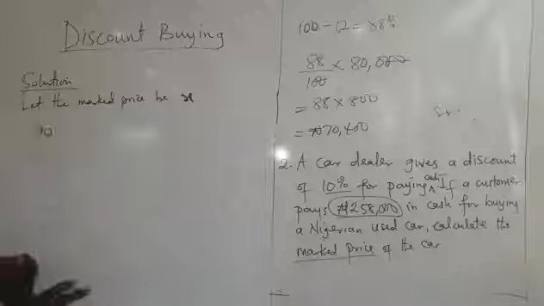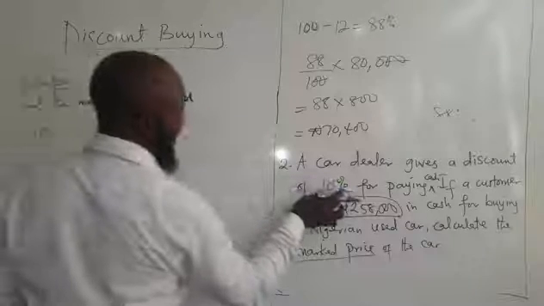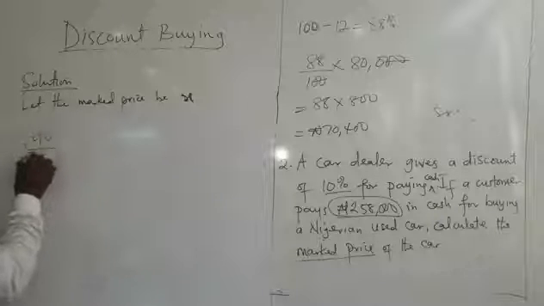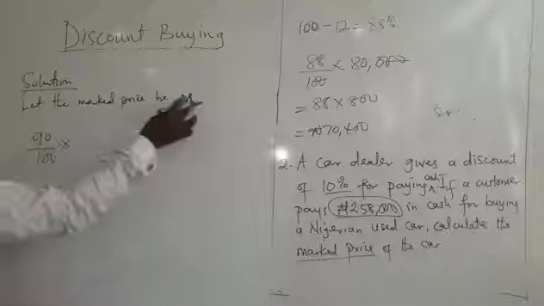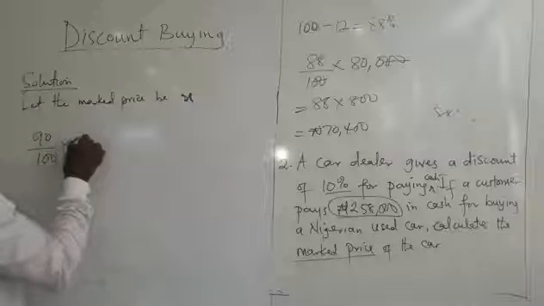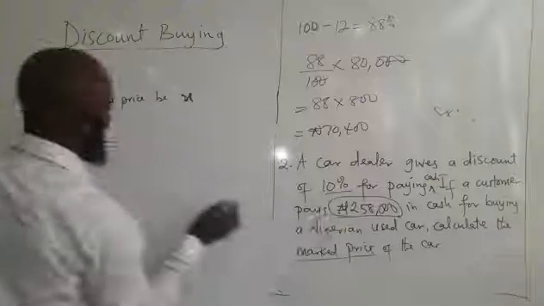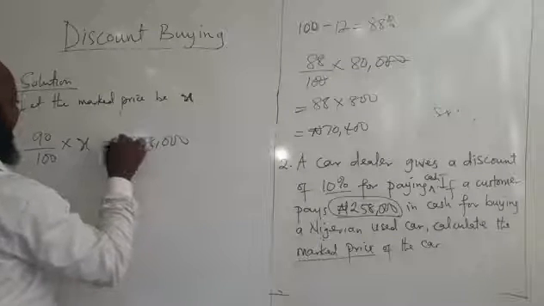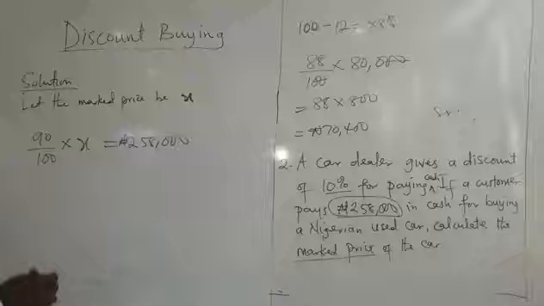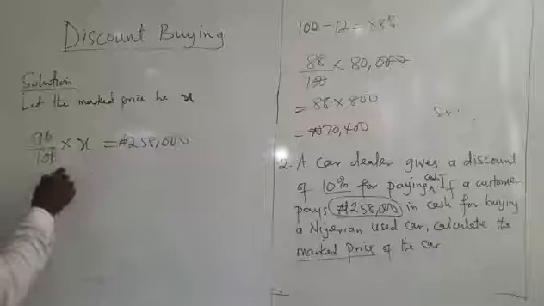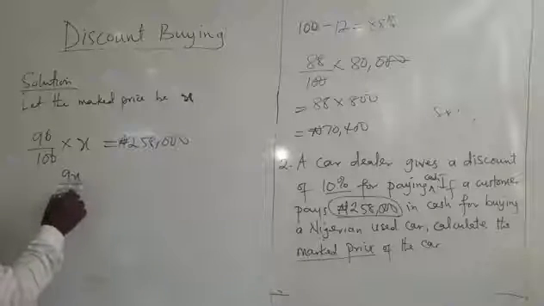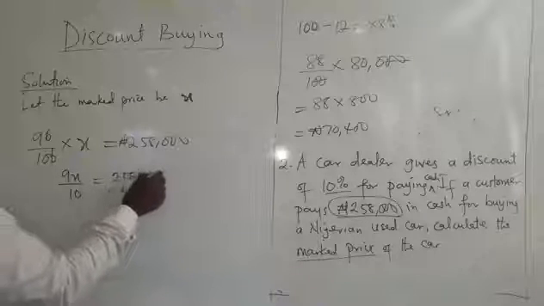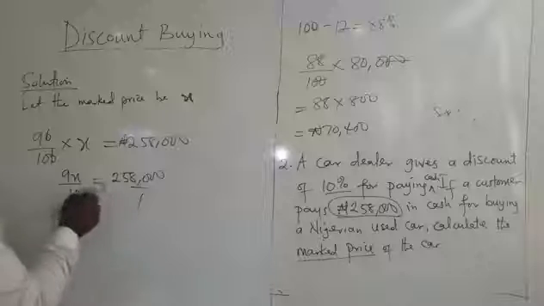So that is going to be 90%. How do I get the 90%? That's 100 minus 10. So that is 90 divided by 100 multiplied by the marked price, that is X, will give us 258,000 naira. I hope I'm making sense. So in this case, we have 0 cancel 0. That means we have 9x divided by 10 equals 258,000 over 1. So we can cross multiply.